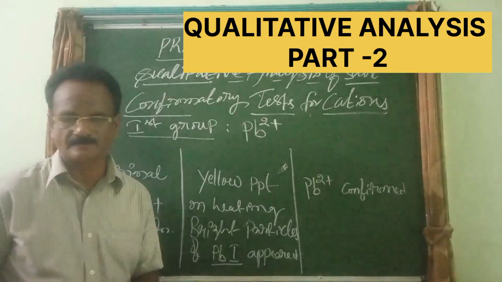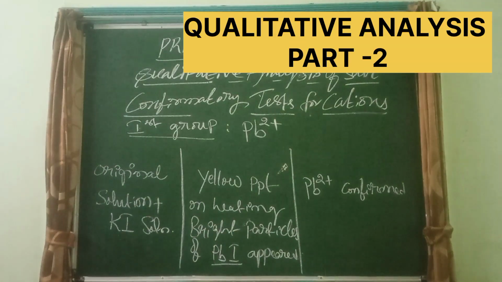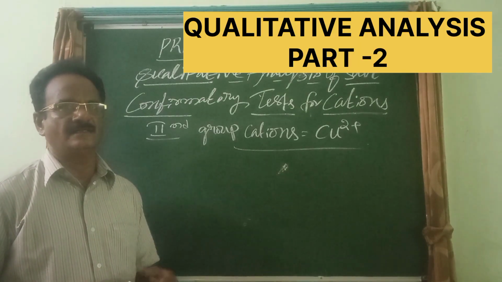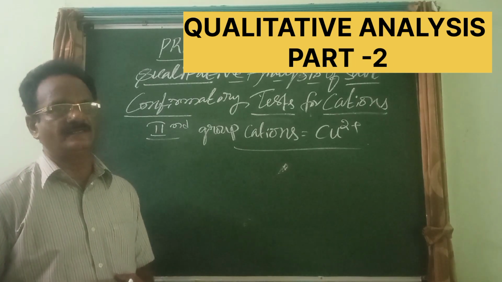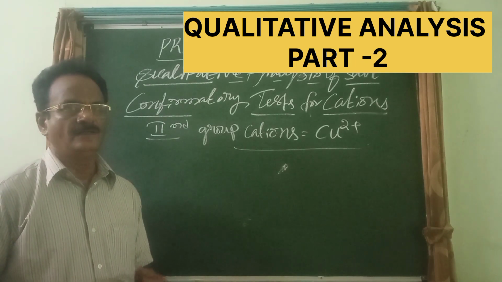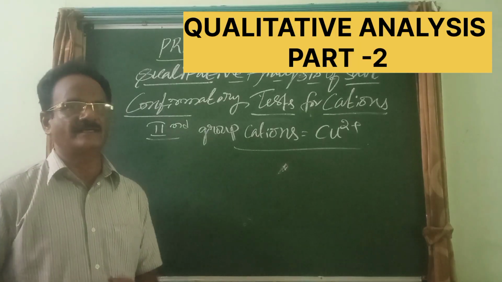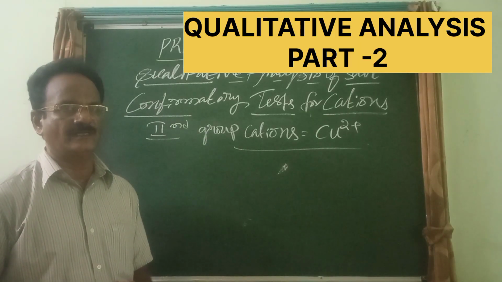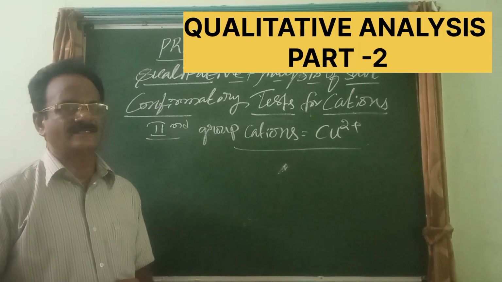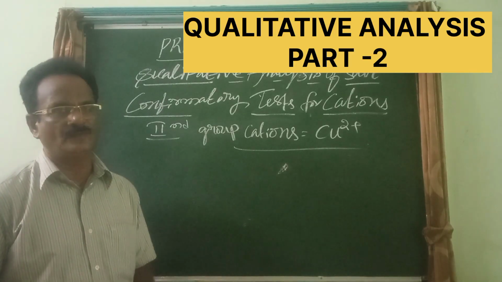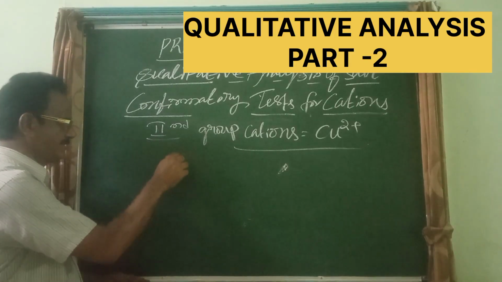So this is the confirmation test for the lead cation. In group identification of cations, if second group cations are identified, then one has to confirm the presence of second group cations in the given salt. The most common second group cation given in the laboratories is Cu2+. Let us see the confirmatory test.